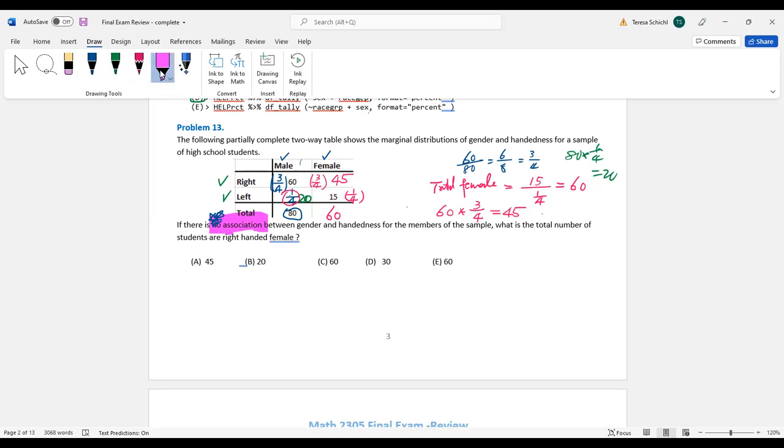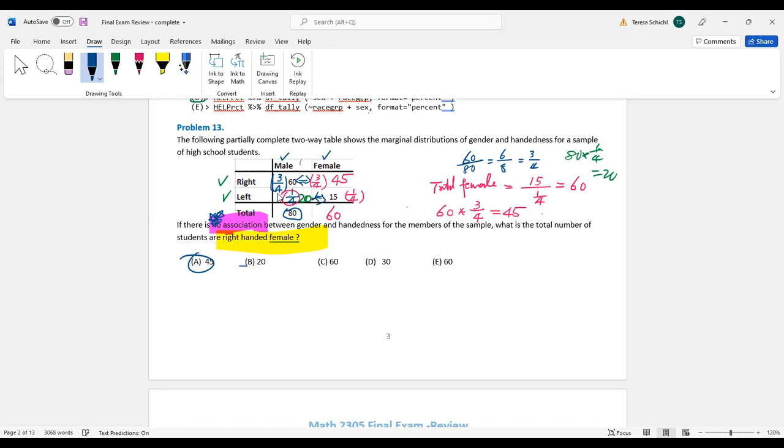So what the problem asks us here is right-handed female. Right-handed female is 45 here. So we need to know how to look at a contingency table. The key word here is no association. It's no association, which means percentage-wise it should be very similar. So that means these two should be very similar.